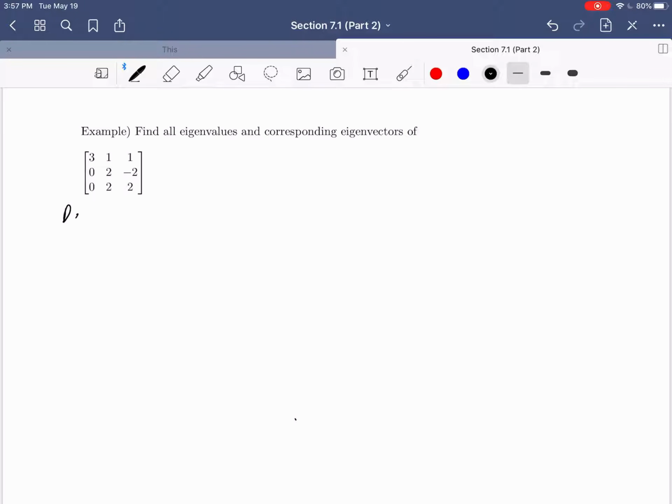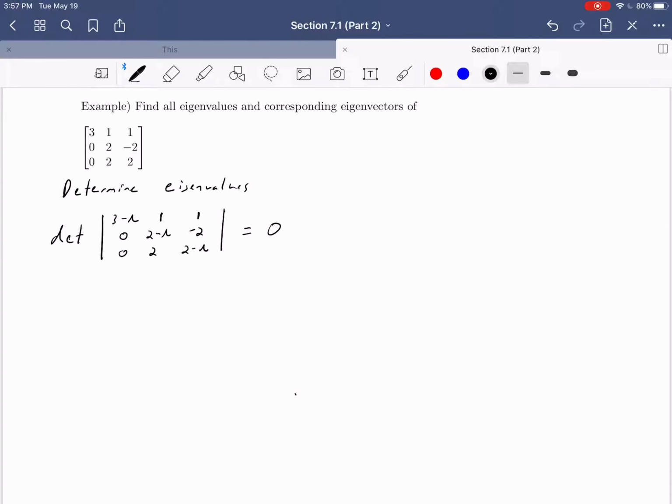As always, start with trying to determine the eigenvalues. So we need to take the determinant of A minus lambda I, so 3 minus lambda, 1, 1, 0, 2 minus lambda, negative 2, 0, 2, 2 minus lambda. There we go, and we need to set that determinant equal to 0.